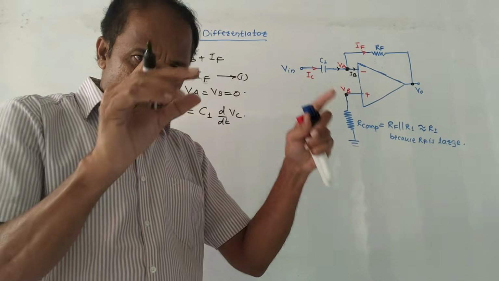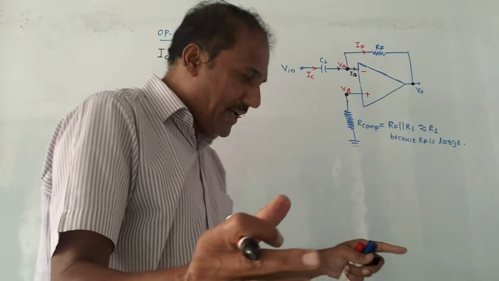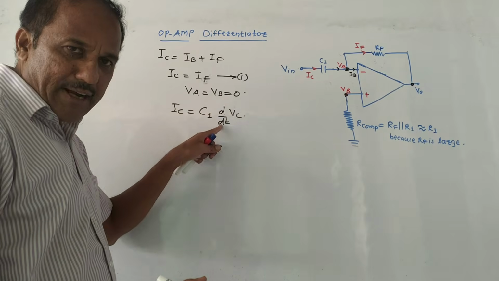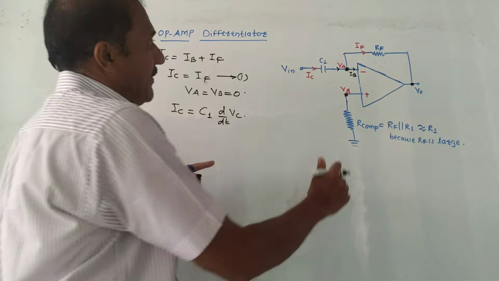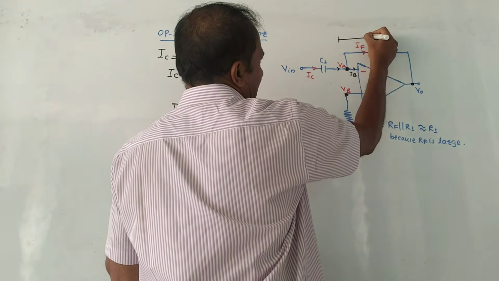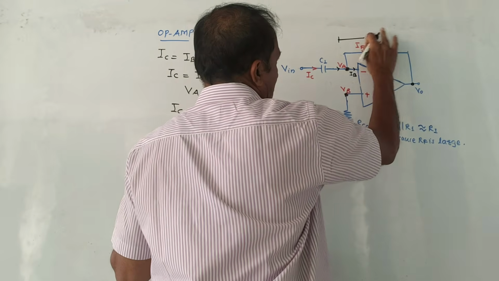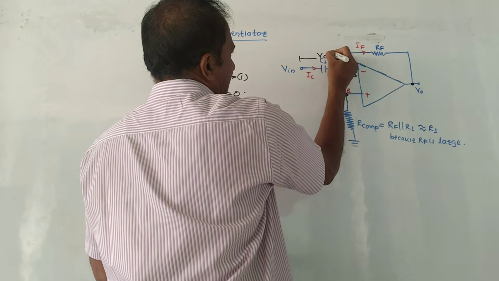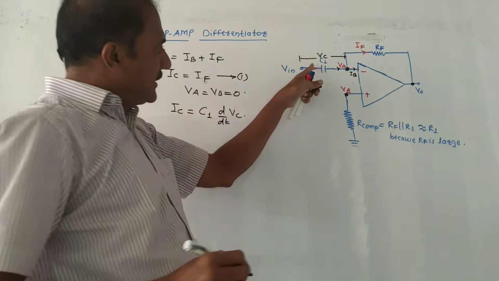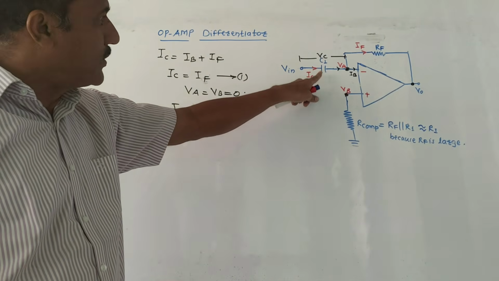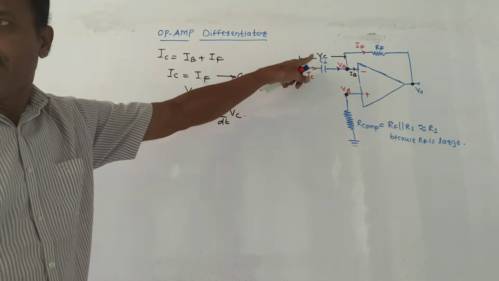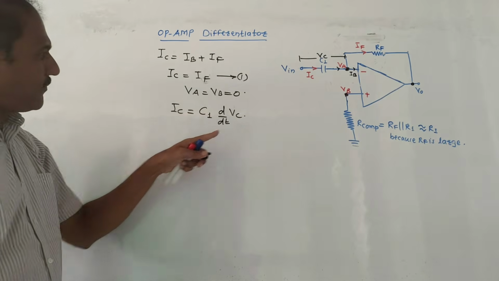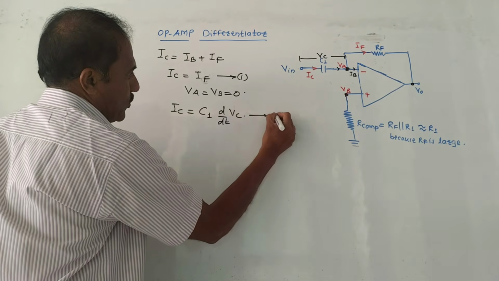This is the basic formula which we have already studied in case of integrator also. The branch where capacitor is connected, through that branch the current flowing is IC, which is C d by dt of voltage across capacitor, where VC is voltage across capacitor. I will mark over here. So sorry, this is resistance. Voltage across capacitor will be like this. So this is the voltage across capacitor which is denoted by VC. Now this is the equation of IC, that is C1 d by dt of VC, say equation number 2.